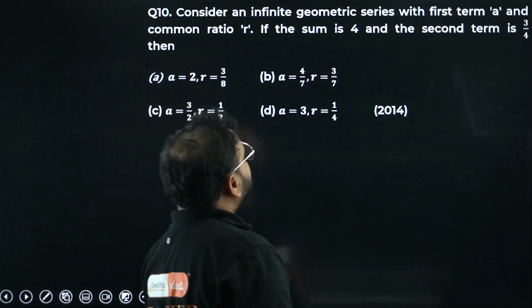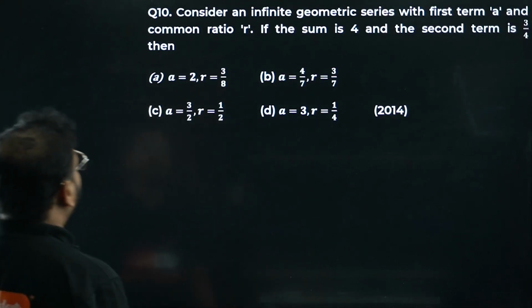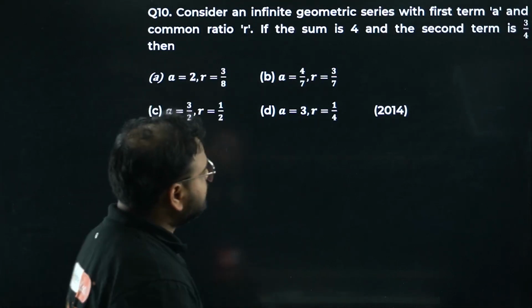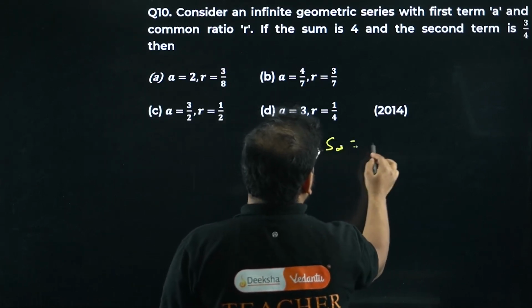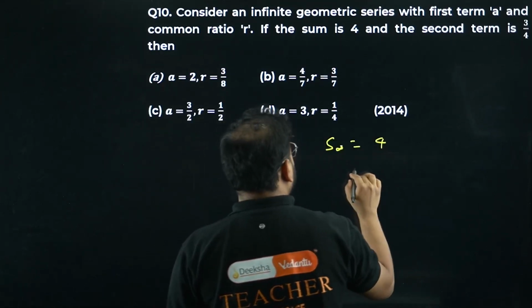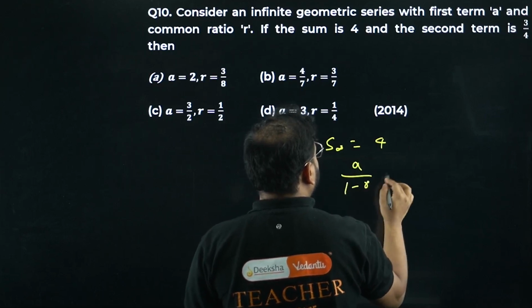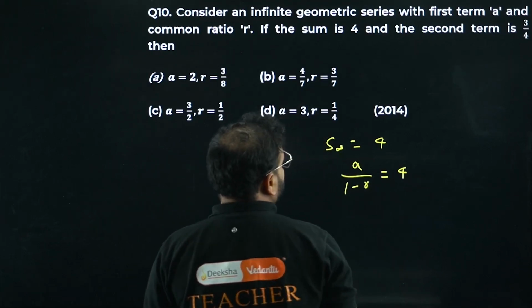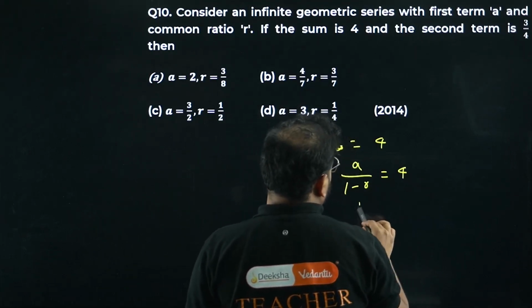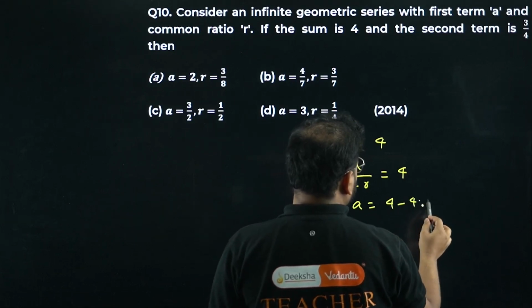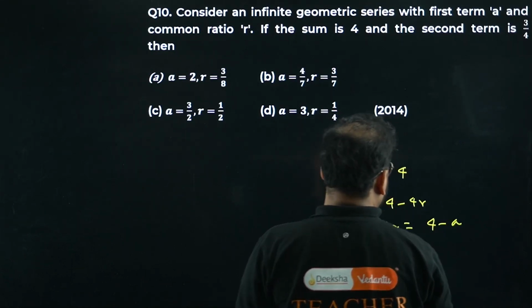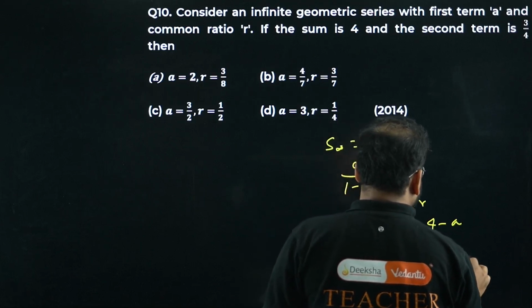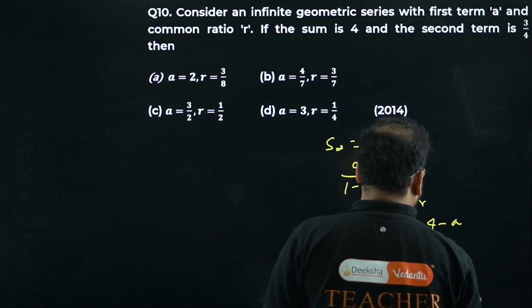Consider an infinite geometric series with first term A and common ratio R. Sum is given as 4. It means S infinity is given as 4. Basically, check here, A upon 1 minus R is the formula for S infinity. Great. And for this I get A equals 4 minus 4R. From here I get 4R equals 4 minus A. From here I get R equals (4 minus A) by 4, right?